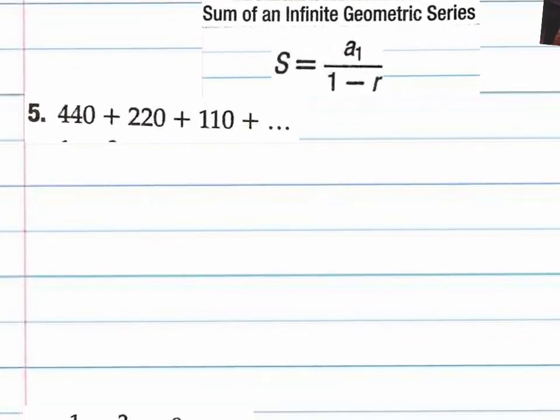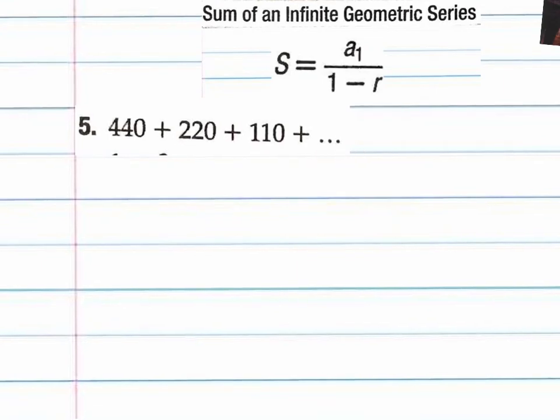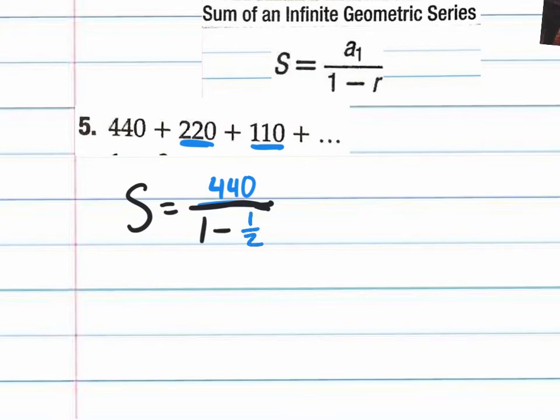And let's find the sum. The sum will be your first term, which is 440, divided by 1 minus the common ratio. And of course, the common ratio will be 110 divided by 220, or 220 divided by 440, which we clearly know all reduces down to 1/2, all right? 1/2.